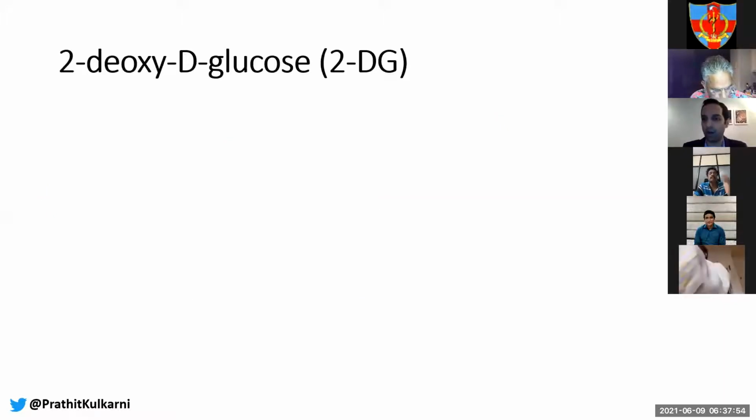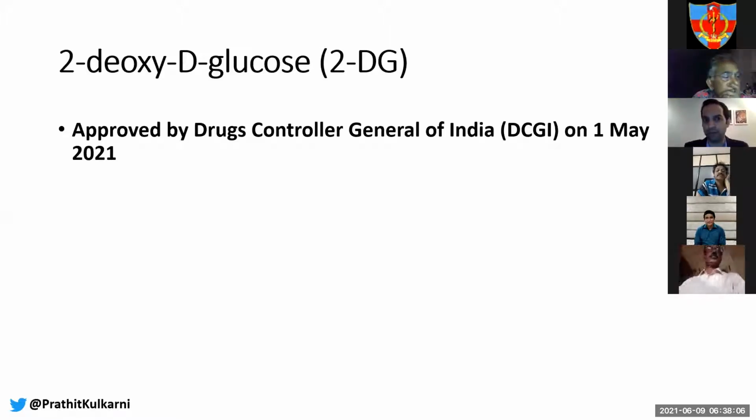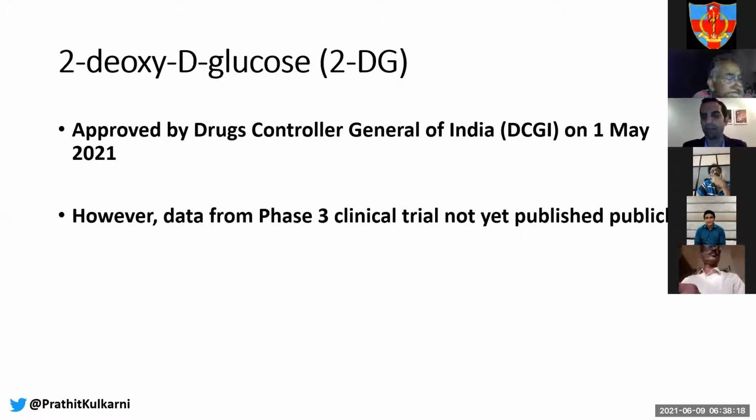I also wanted to make one comment on a new medication, which many people may be familiar with, called 2-DG, or 2-deoxy-D-glucose. This was approved by the Drugs Controller General of India on 1st May, just 1 month back, as emergency authorization. However, they quote data from a phase 3 clinical trial, but that trial is not yet published in the medical literature. It's not available currently. There is some information based on news reports, but the scientific publication is not available currently.